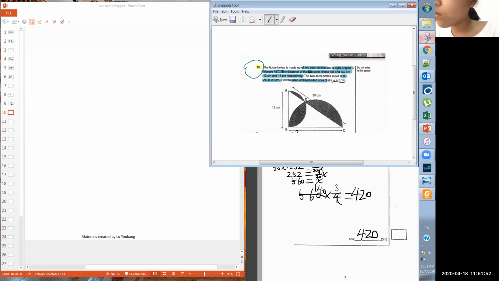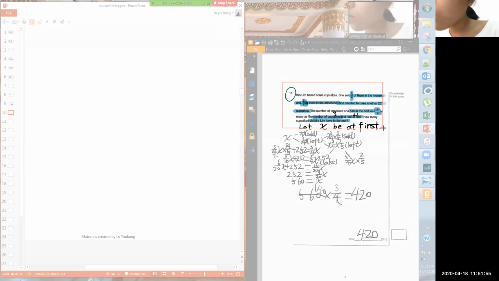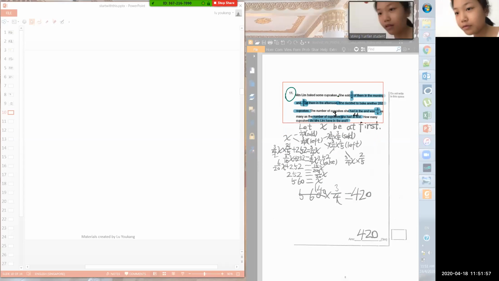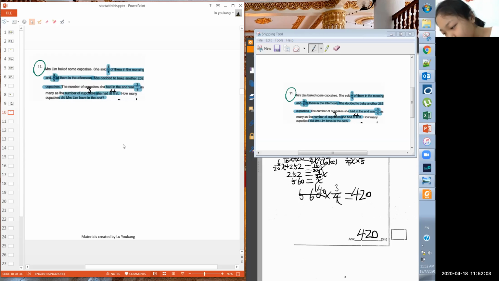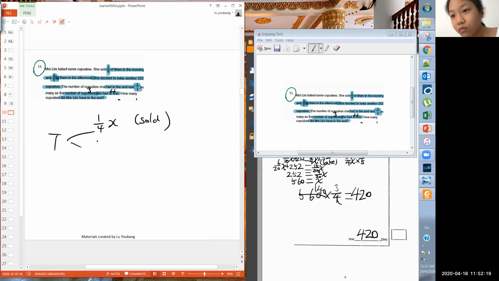So let's look at it together. Mrs. Lim baked some cupcakes. She sold 1/4 of them in the morning. Okay, so this question you use the branch method. So you start with X. So 1/4 X sold in the morning, right? So how much is left? So 3/4 X is left. Am I right?